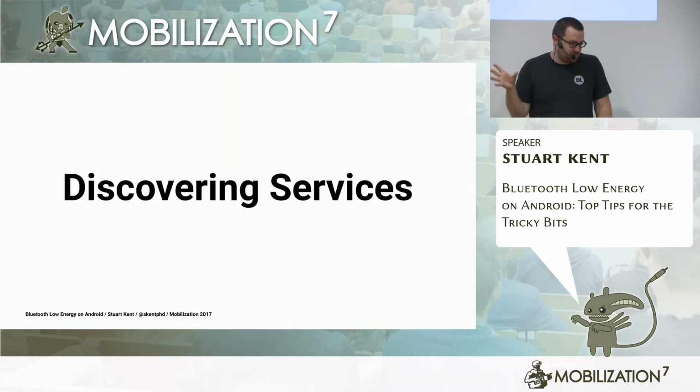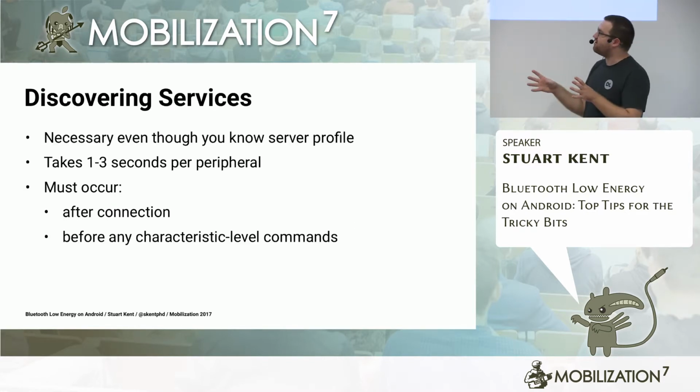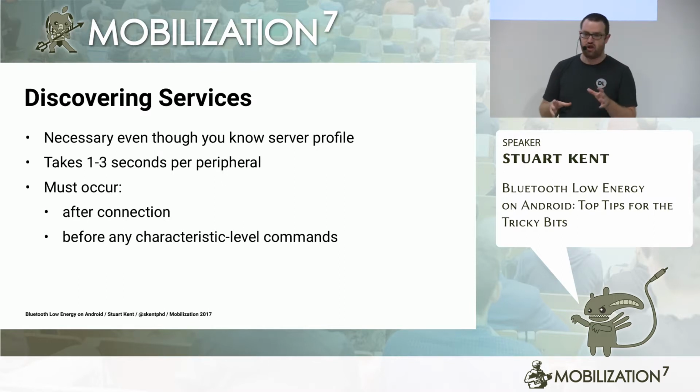So now we've got this queue mechanism in place, we can start to do those interactions, and the first interaction that we have to do is discovering the services available on this device. This is necessary even if you know the server profile. Remember the server profile told us which services were available and which characteristics were within those services. This is a step that we have to do programmatically, and we can't interact with any characteristics until we've done this. This is kind of a slow operation. It might take 1 to 3 seconds, and it must occur after connection and before anything else. So this is basically the next thing that we have to do in our sequence.